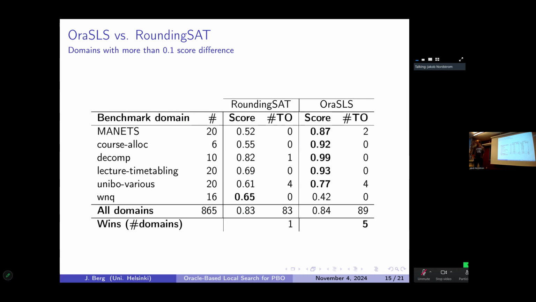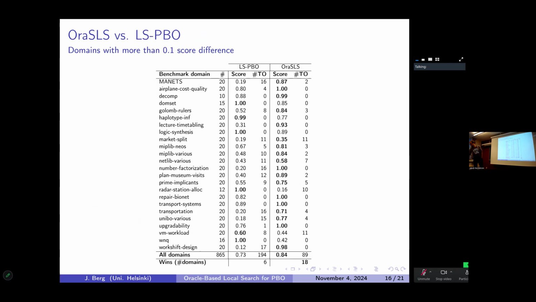On quite many of the domains that we had, differences between these solvers were quite small. Here are the ones where there's more than the first decimal in difference. All of these numbers are in the paper. For the stochastic local search, we observed more domains on which differences were higher.